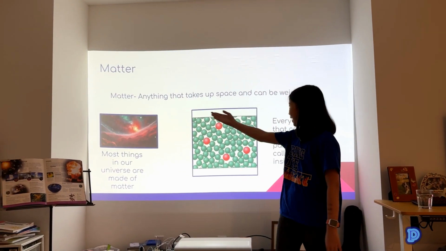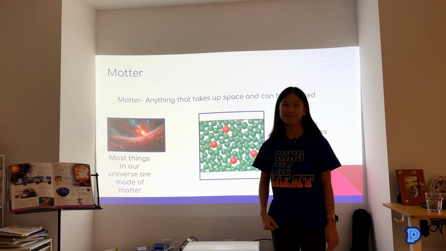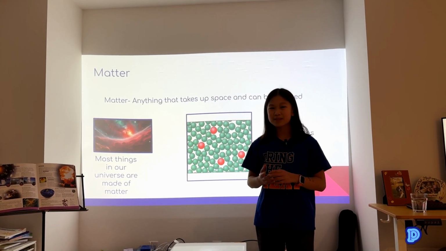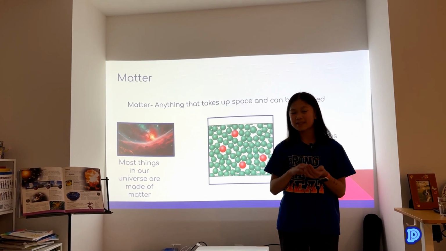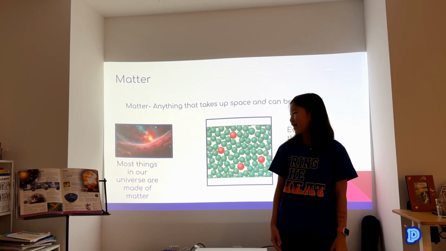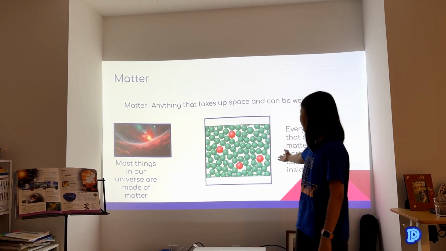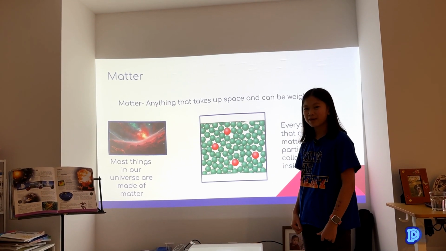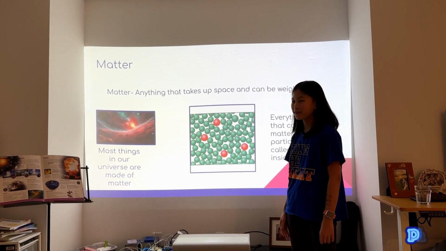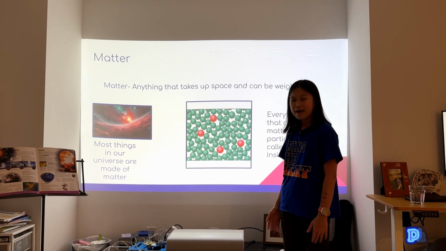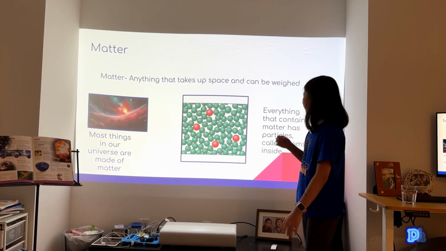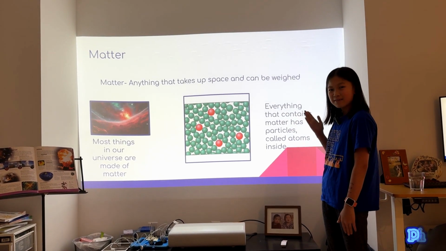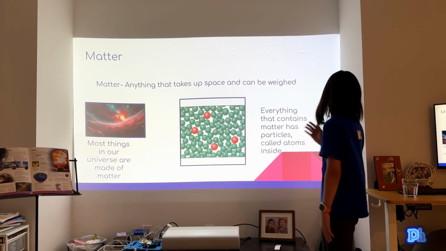The definition of matter is anything that takes up space and can be weighed. From what I explained earlier, every human, if they can touch it or feel it, that is matter. In this picture, pretend this is an apple, and if you zoom in with a microscope, you might be able to see the tiny particles that make up this apple. Since an apple is matter, it contains atoms inside because matter is made out of atoms.